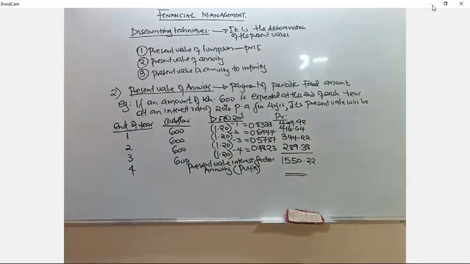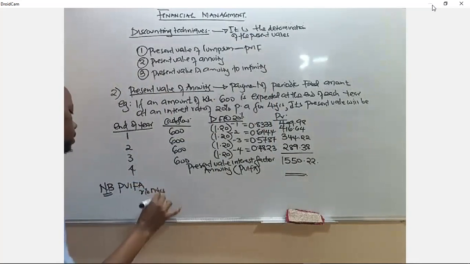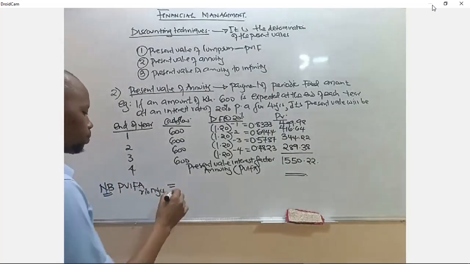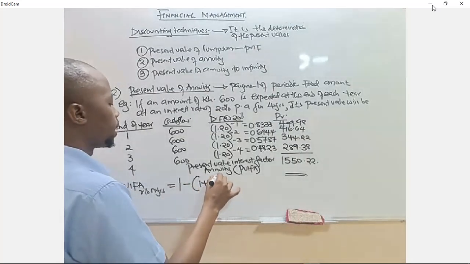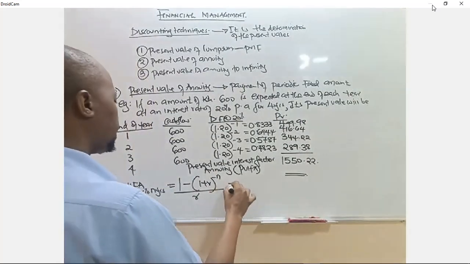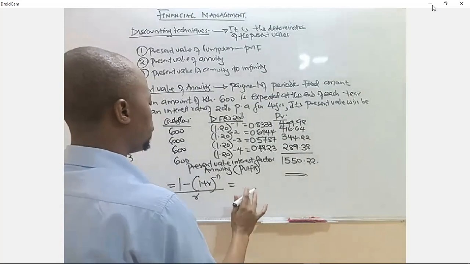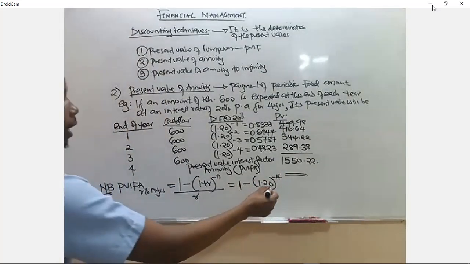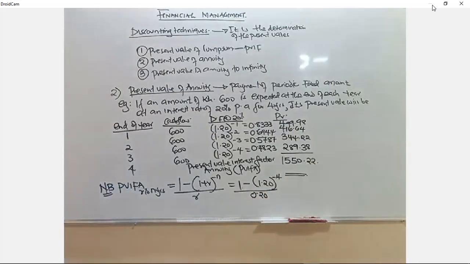So how am I going to be getting these on the tables? To get the present value interest factor annuity, R percent, N years, we normally get it from the formula at the back of your question paper. It's normally 1 minus 1 plus R raised to the power negative N, divided by R. So instead of doing all these things we have done here, a smart student who knows this formula comes and says the rate is 20. 1 minus 1.20 raised to the power 4, then we divide by 0.20.